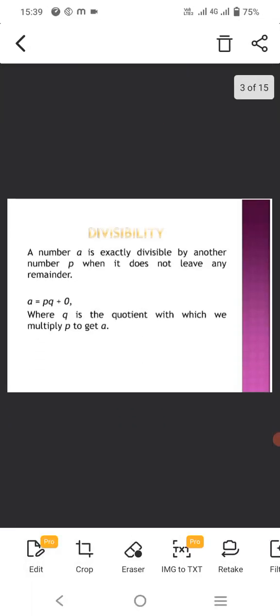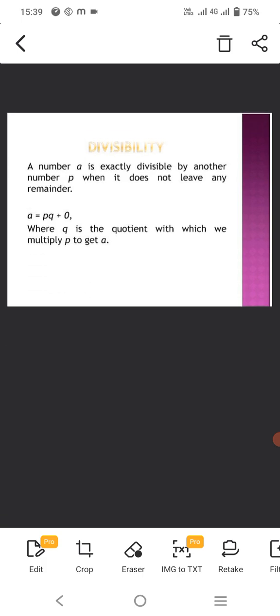What is divisibility? Divisibility means that a number A is exactly divisible by another number B when it does not leave any remainder. That is, A is equal to PQ plus 0, where P is the multiple value, Q is the quotient, 0 is the remainder, and A is the number. Then we have to explain another definition, divisibility by 2.